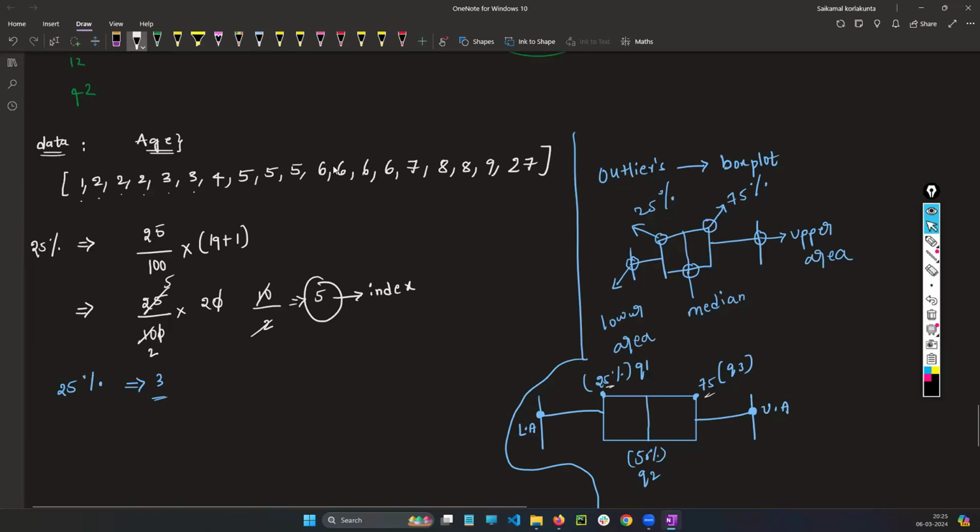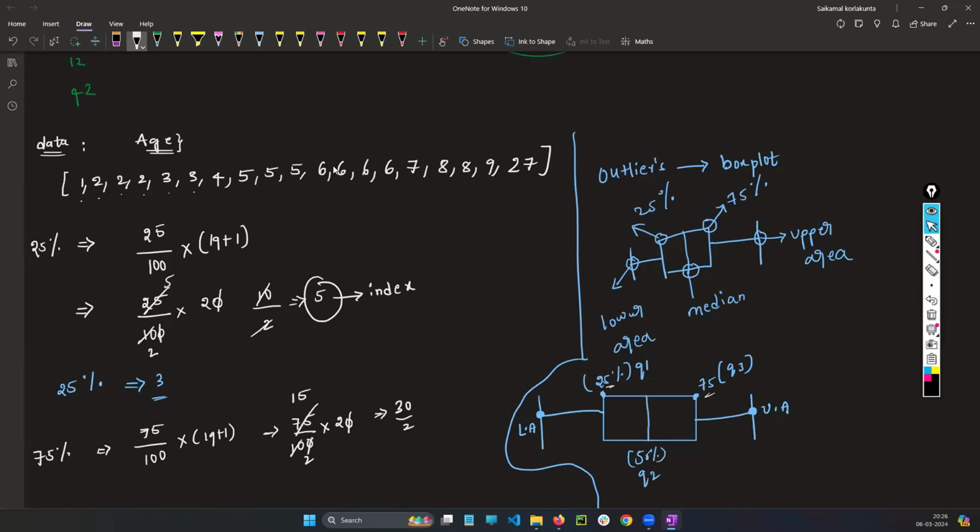Solve the 75. 75 percentage data is equal to 75 divided by 100 into 19 plus 1. Please solve it. Which means 75 divided by 100 into 20. So the zeros cancel. 15 twos are 30, 30 divided by 2. You will be getting 15.